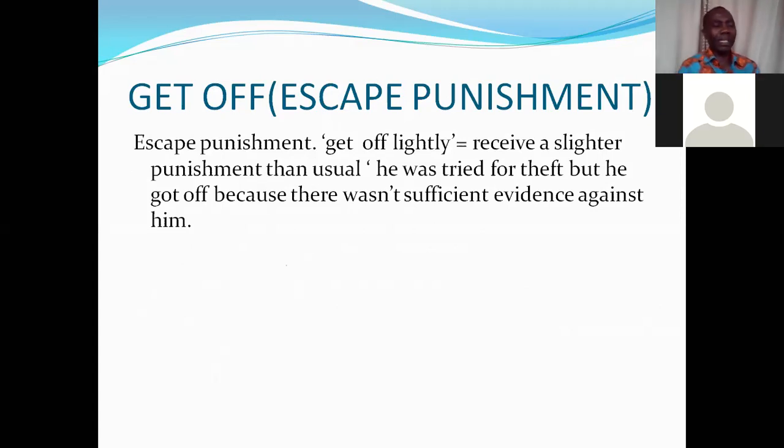Somebody might have done something that the person needs to be prosecuted. The person must be punished or penalized. But once there is not enough evidence against the person, the person is likely to get off. Get off: receive a slighter punishment than usual. He was tried for theft, but he got off because there wasn't sufficient evidence against him.